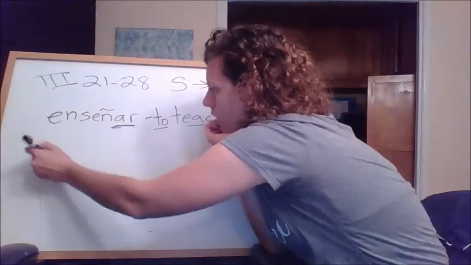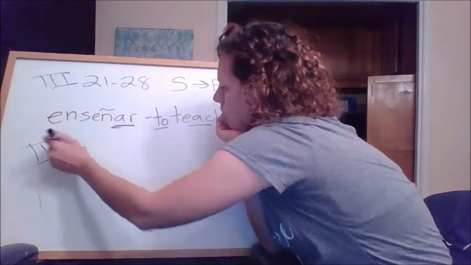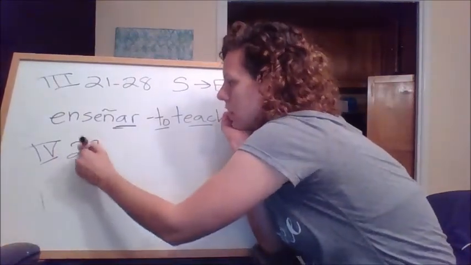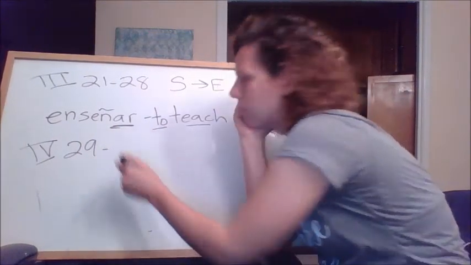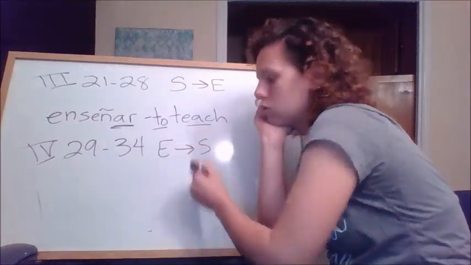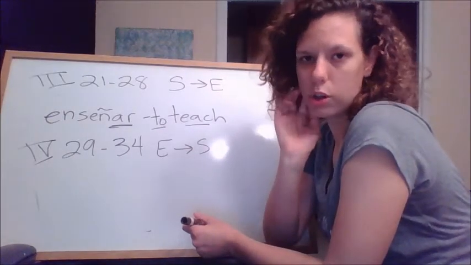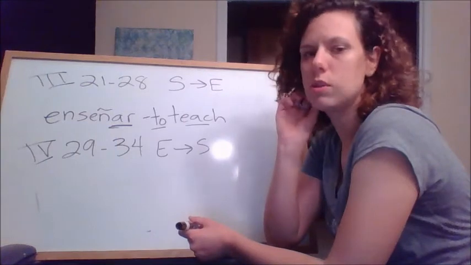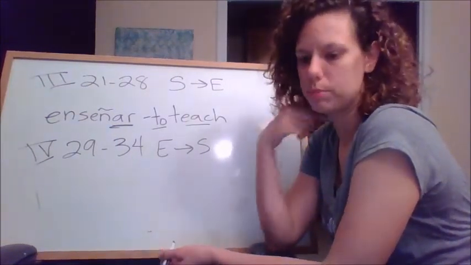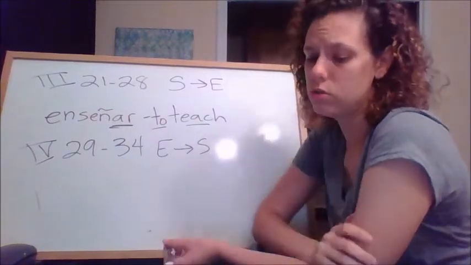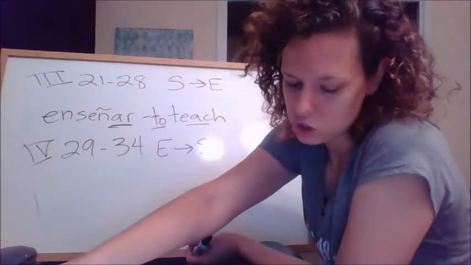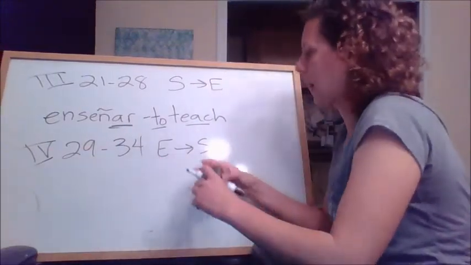Okay, part 4 is, I wrote a 6. I don't know why I did that. 29 to 34. And this is English to Spanish, okay? There was a section on musical instruments, but most of your vocabulary was verbs. There are some musical stuff though too. All right, part 5 is 35 to 38.